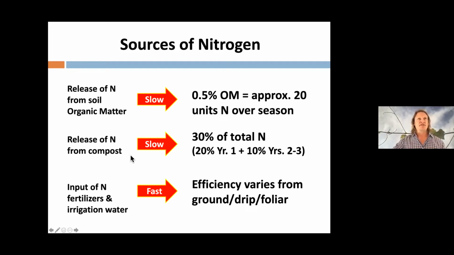The release of nitrogen from something like compost. A lot of vineyards are curious about adding compost to their vineyard as a multiple source of nutrients, and to add organic matter and microbial bioactivity to the soil. About 30% of that total nitrogen is available. Usually a compost producer will supply you with a report. About 20% of that is available in year 1, and in years 2 and 3, maybe another 10%, maybe nothing.